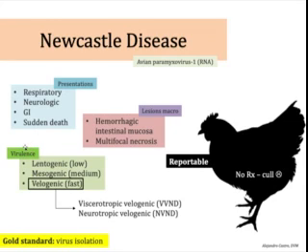For this disease we have a classification based on virulence: we can classify the virus as lentogenic, mesogenic or velogenic. The mesogenic and velogenic are going to be the most severe and are usually reportable. However, the lentogenic one is not reportable, so keep that in mind for your exams. The velogenic is divided into viscerotropic and neurotropic, and they can reach mortalities up to 100%.